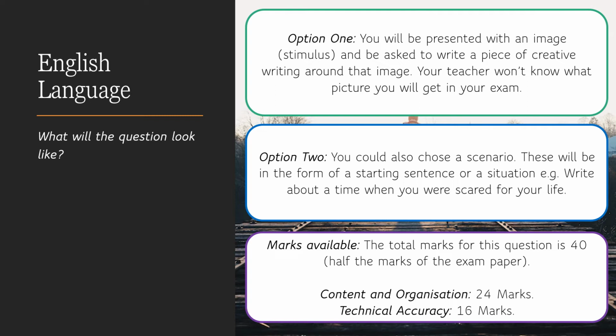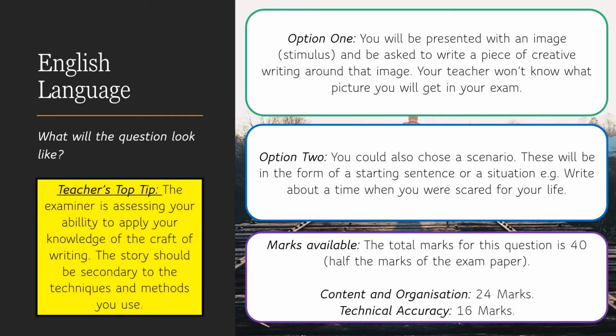For technical accuracy, we have 16 marks, and this is looking at your spelling, your grammar, and things like that. So you need to make sure that you're going back over, you're checking your spelling, your grammar, your punctuation, and you're making sure that all of it has been used and at quite a high level as well.